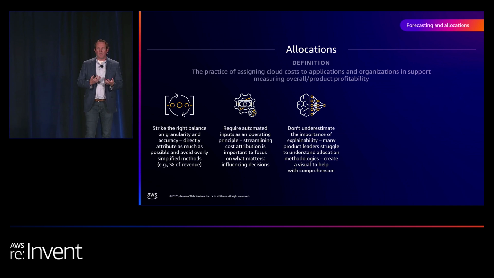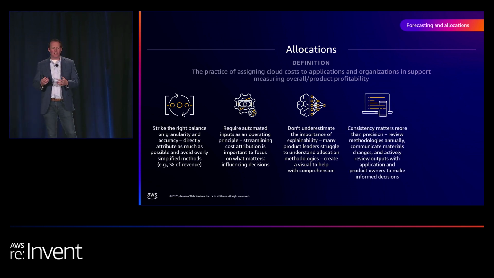So as you think about your allocations methodology and approach, explainability has to be a key consideration through this, because if you can't explain it, you can't drive the right action. And I think this is something I know a lot of companies spend time on. Consistency matters more than precision. I know as a finance person, you're always looking for accuracy and trying to get it just right.